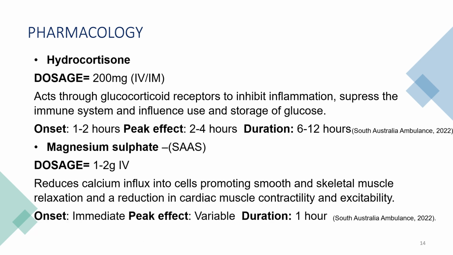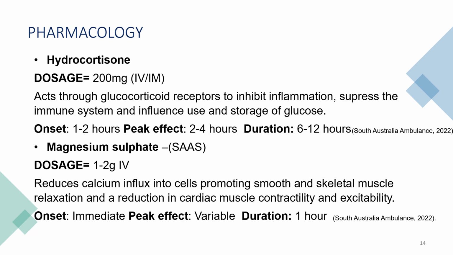Hydrocortisone acts through glucocorticoid receptors to inhibit inflammation, suppress the immune system, and influence use and storage of glucose. The dosage is 200 milligrams IV or IM. Onset of action is 1 to 2 hours, peak effects is 2 to 4 hours, and duration is 6 to 12 hours.